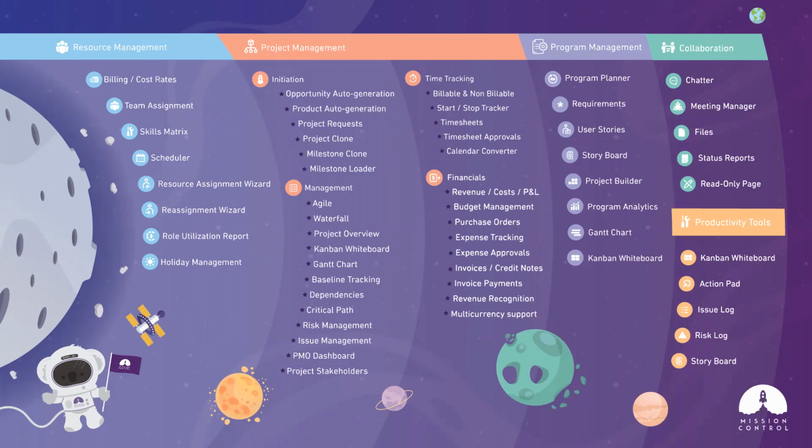It may be somebody else internal on a team that just needs access into that project. They would click through and get a read-only view of that project in real time. And then underneath productivity tools, I think we've talked through everything with the exception of the storyboard. Actually, I did mention that with program management. And then you also have your action pad.